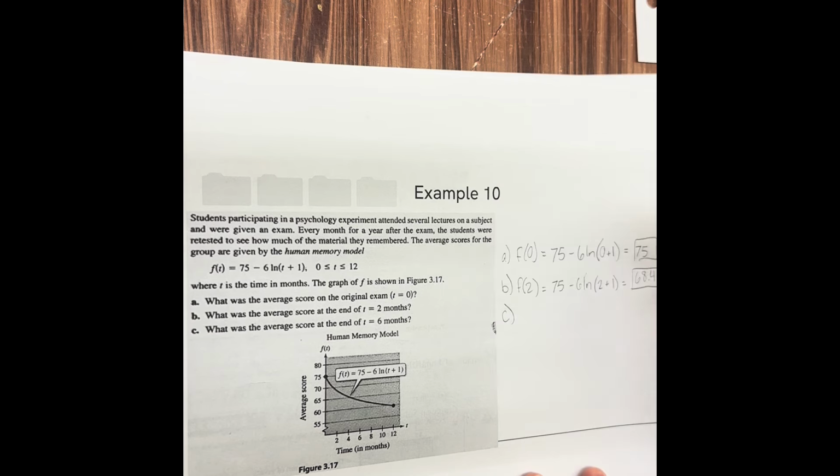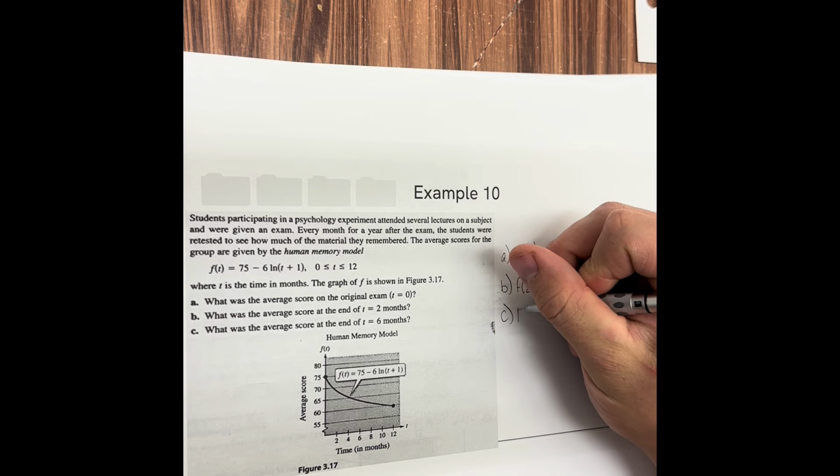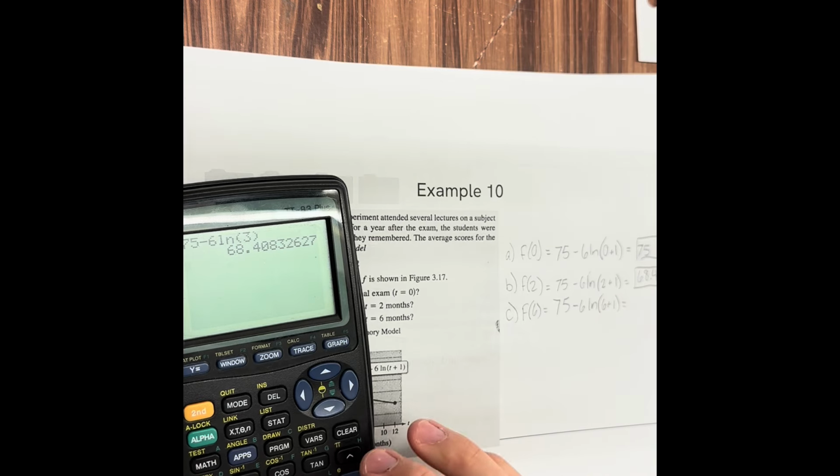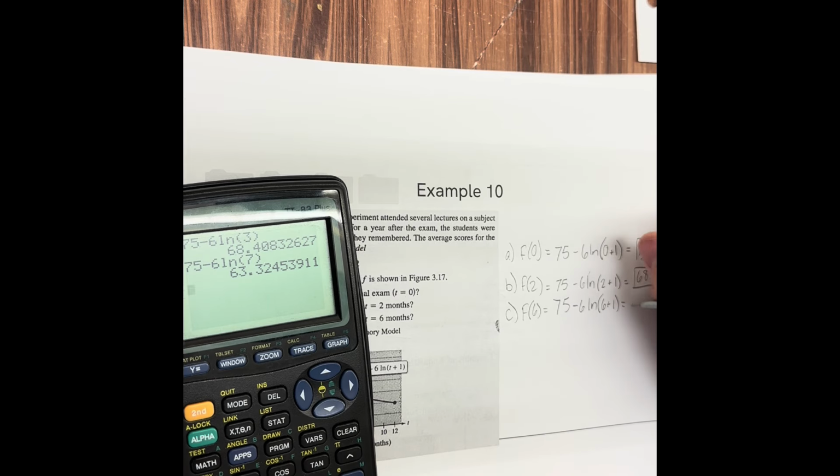Finally, letter C. Again, all we're doing is plugging in 6 this time. F of 6 equals 75 minus 6 times the natural log of 6 plus 1. Instead of plugging in 6 plus 1, I'd like to go 7. So 75 minus 6 times the natural log of 7. We get 63.3. That is the average score after 6 months.